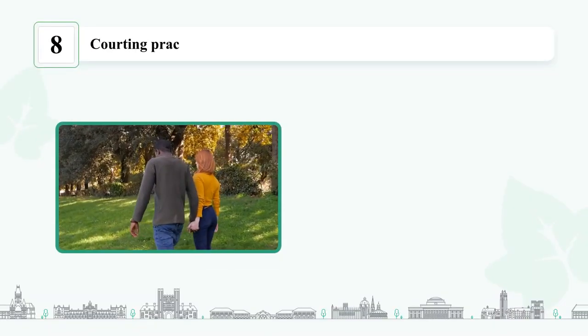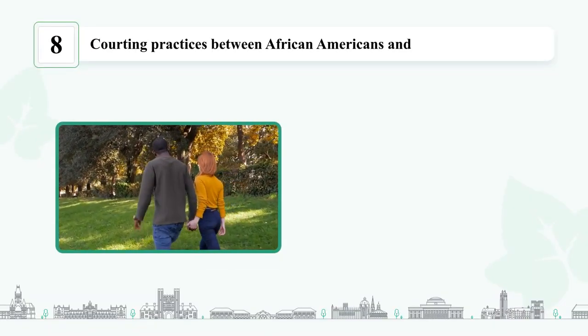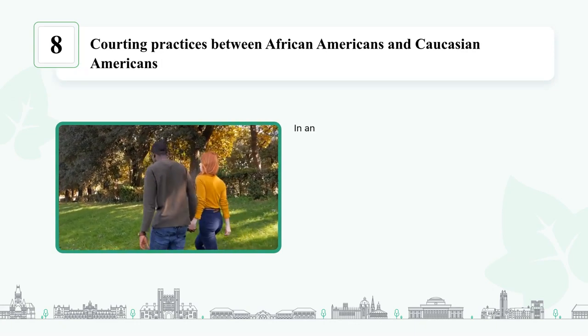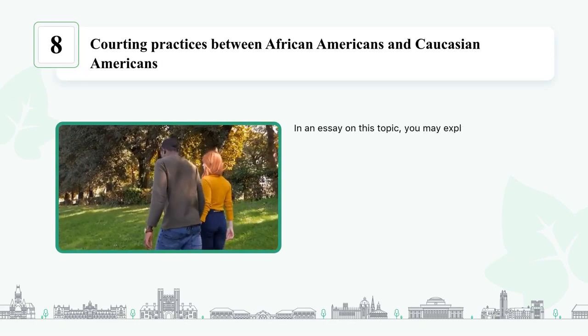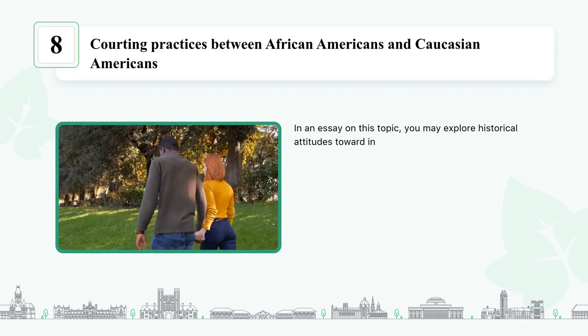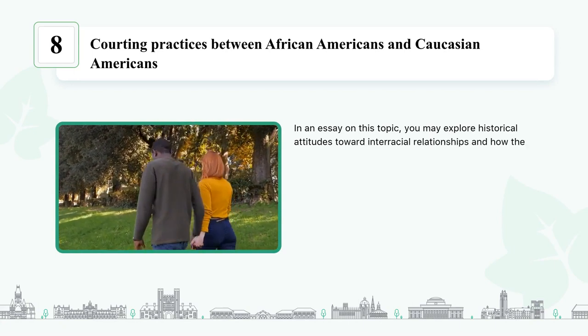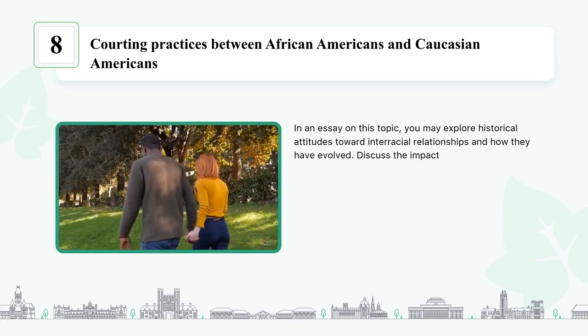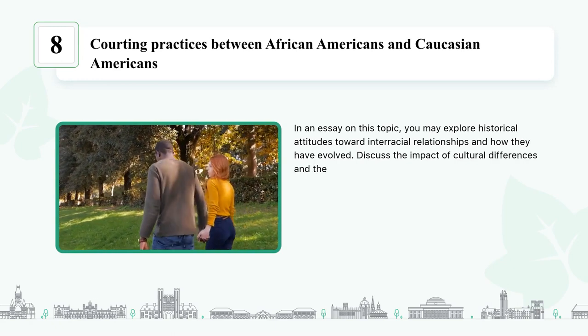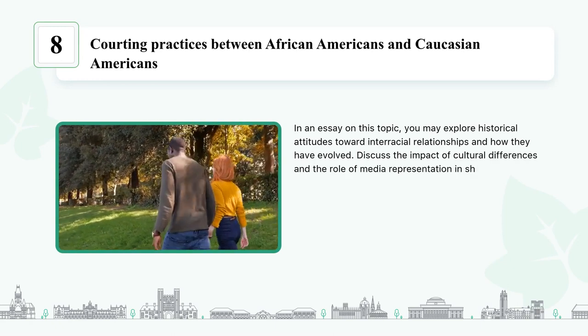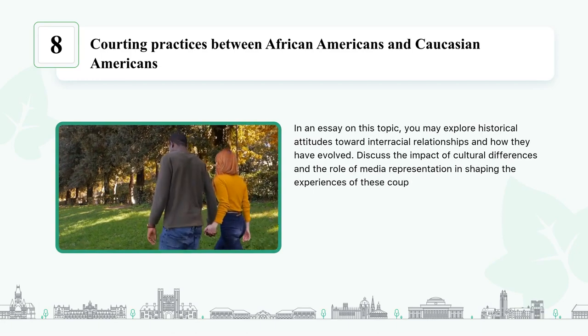Courting practices between African Americans and Caucasian Americans. In an essay on this topic, you may explore historical attitudes toward interracial relationships and how they have evolved. Discuss the impact of cultural differences and the role of media representation in shaping the experiences of these couples.